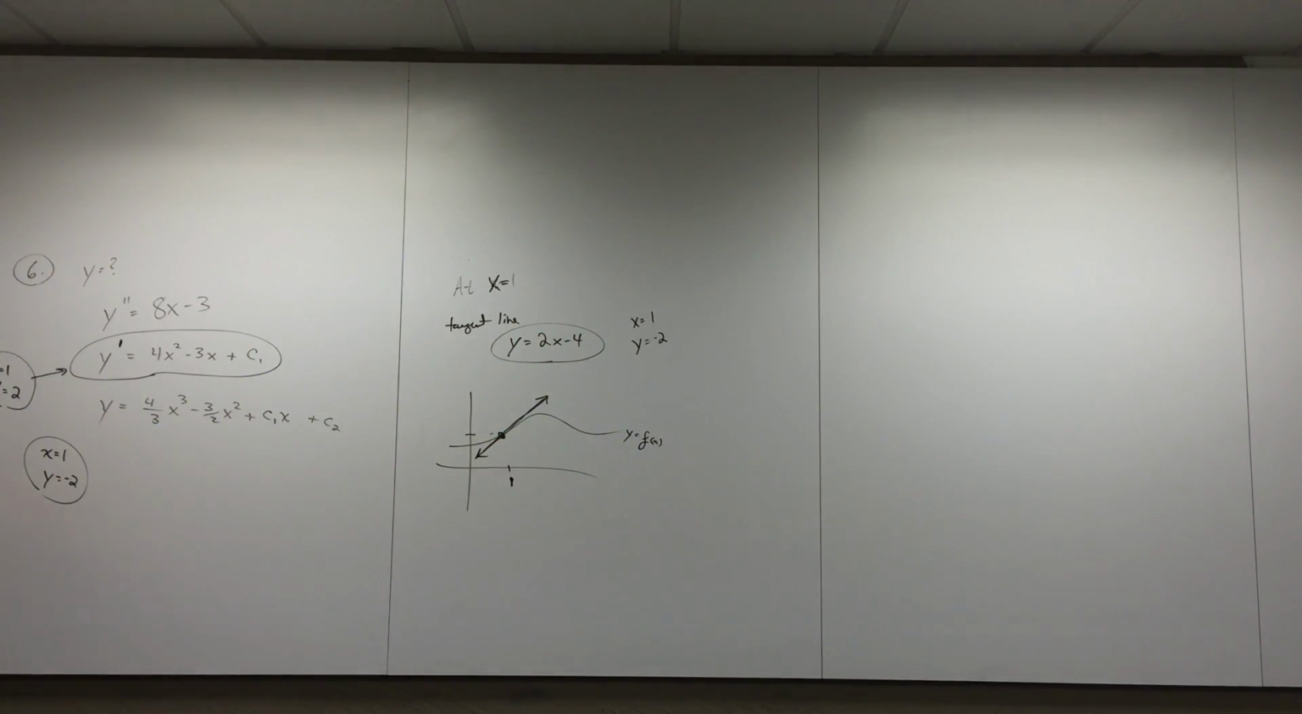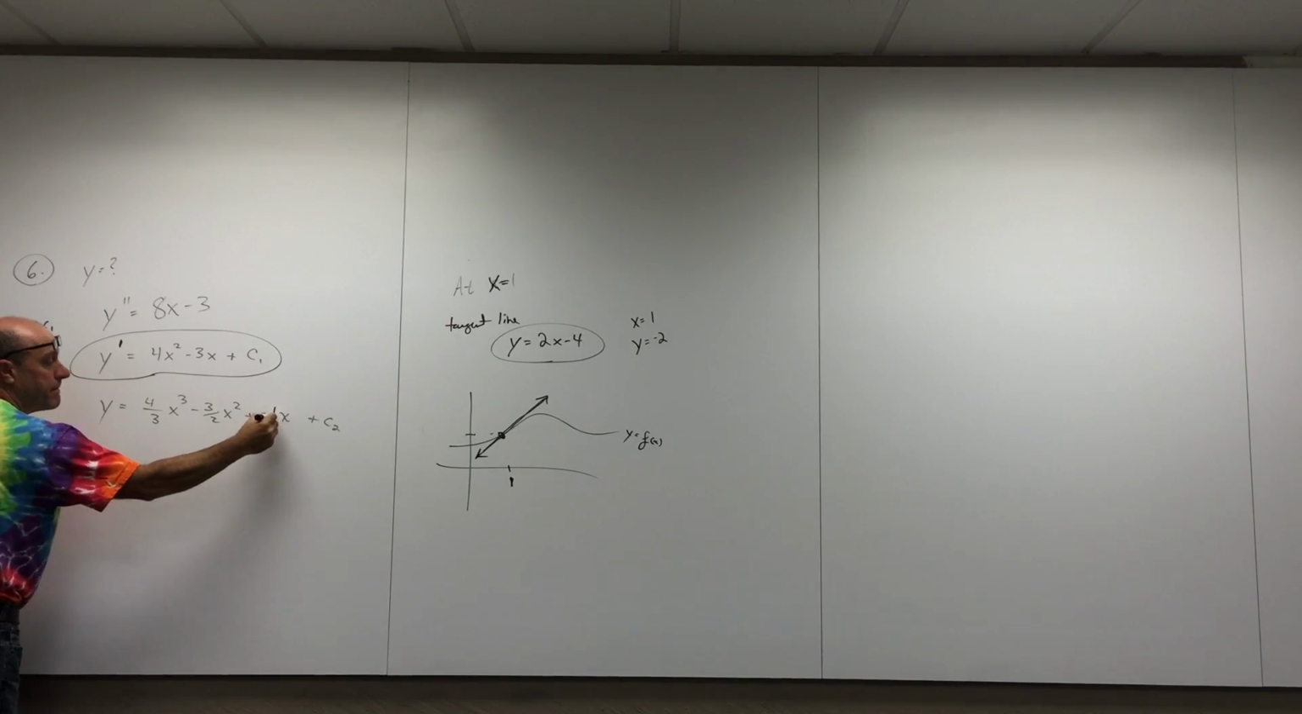Because that's the slope of the tangent line. It's right there, the slope of the tangent line. So that is an initial condition that could be used right here to find C1. And I can do that real quick. But then I'm going to need another initial condition to help me find C2. I guess I'm going to need something about y.